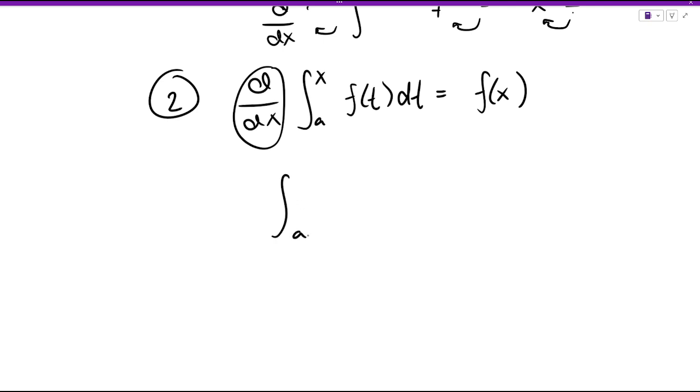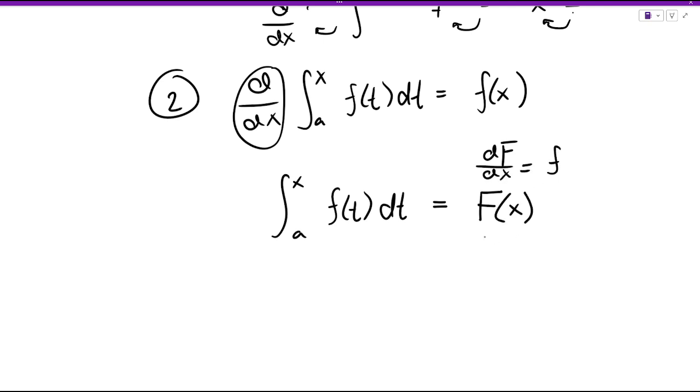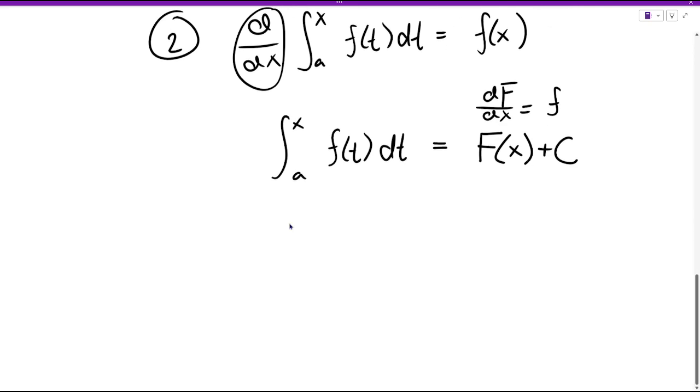So you're left with the integral from a to x of f of t dt is equal to, let's call this big F of x, so big F of x is the antiderivative of little f of x. And this is just convention, right? So big F of x. And notice here we have to add a constant term because no matter what this constant is, when you take the derivative of both sides, this constant is going to go away. So theoretically, you could have any constant here, okay? Now, we have big F of x plus c.